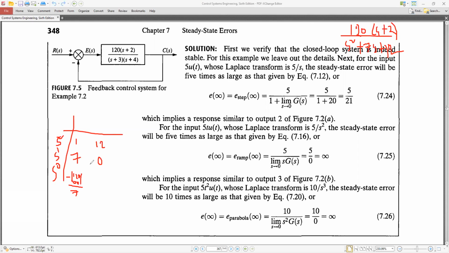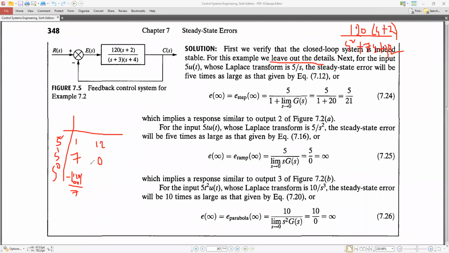So you do not need to solve all, just check the Routh thing. If there is a sign change, then the system is unstable. If there is no sign change, system is stable. Okay, you have to check this one. So they leave out the details. They have not done the full thing.